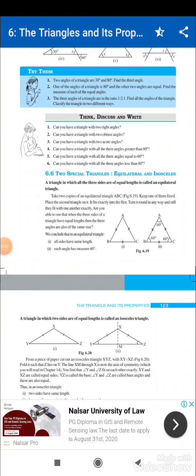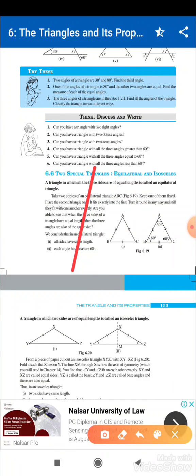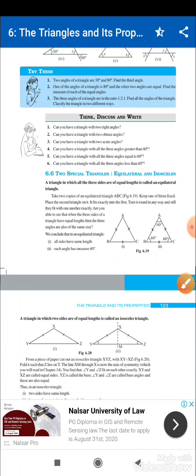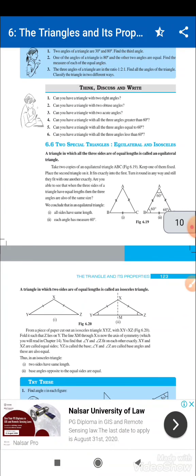Hello everyone. In this video we will discuss two special triangles, equilateral and isosceles triangle. So we start with the equilateral triangle. What is an equilateral triangle? A triangle in which all the three sides are of equal length is called an equilateral triangle.